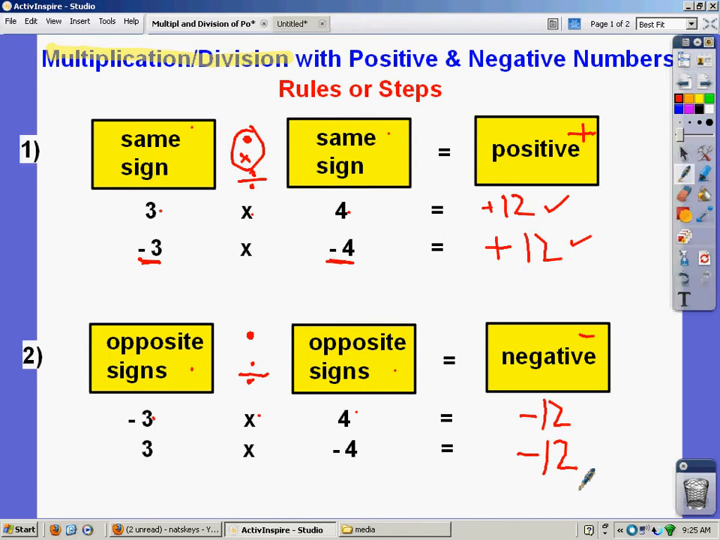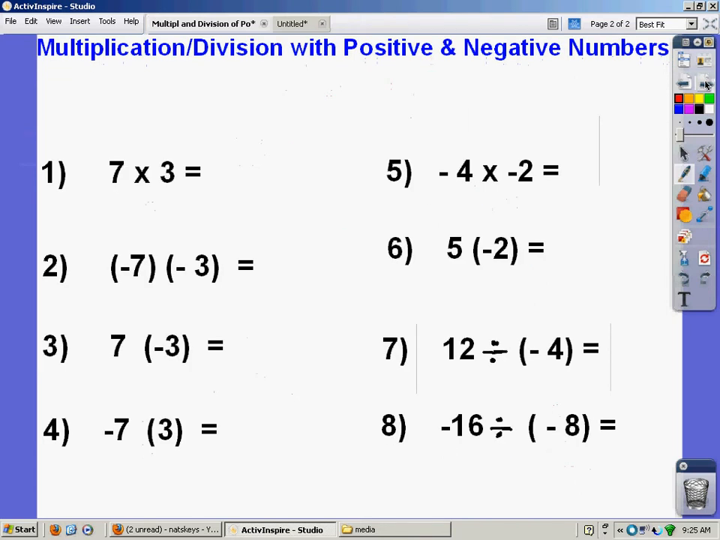Alright, so let's do a couple more examples to reinforce what we just went over. Now, in this case, 7 times 3. Now, I used the old-fashioned cross, but I could have just as easily written 7 times 3. Just be aware that means the same thing. Some of the students still get hung up on that. Alright, 7 times 3 normally is 21. Question is, is it positive or negative? Since they're both positive numbers, the answer is 21. You don't have to write the positive sign in front of it.